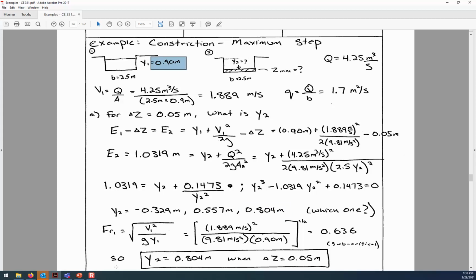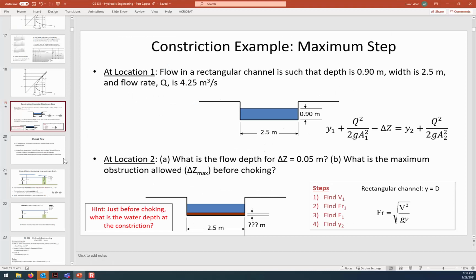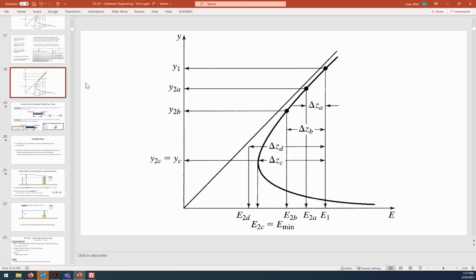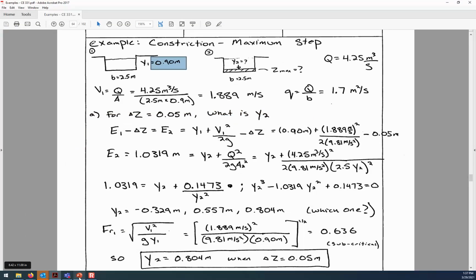And then remember, from kind of a graphical reason, why does it become shallower? Think about the specific energy diagram. What we're doing is we're losing specific energy. We were at some initial depth here, and the next crossover point in the subcritical range of the specific energy diagram would be a reduced depth. So it's like we're going from y1 down to y2 because of that step. So any questions so far on this part of it?